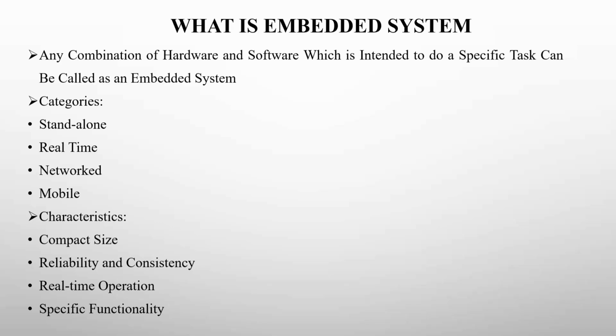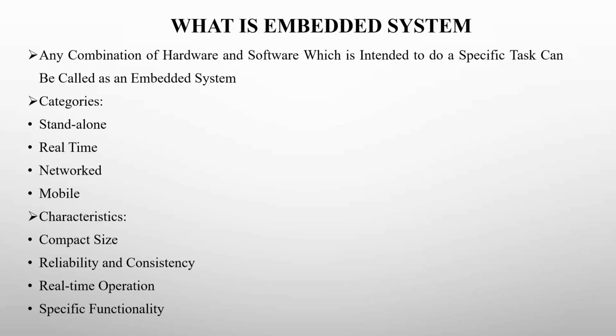Coming to networked embedded system, more than one device connected to another is called a networked embedded system. Examples of a networked embedded system are smartwatches, drones, robots, traffic lights, earbuds, etc. Coming to mobile embedded systems, a mobile embedded system can move from one place to another place, like a mobile. The networked embedded system and mobile embedded system are hybrid embedded systems.